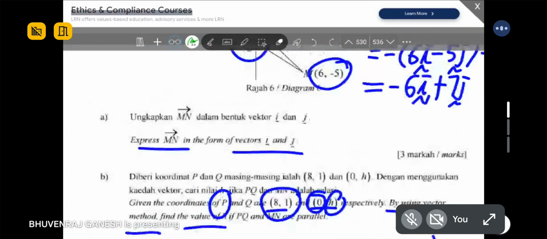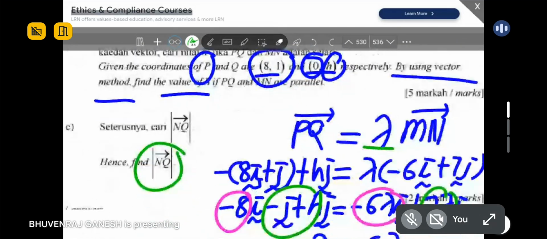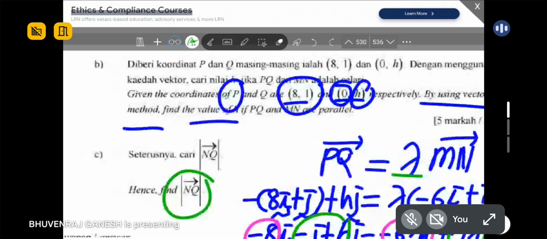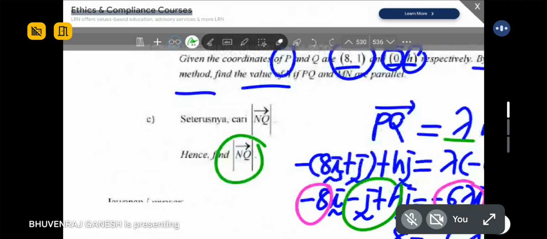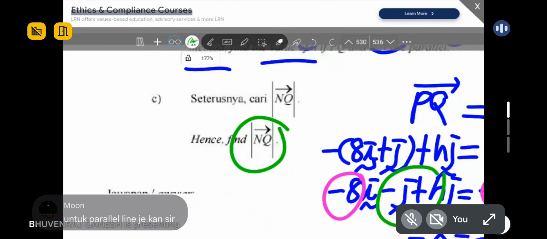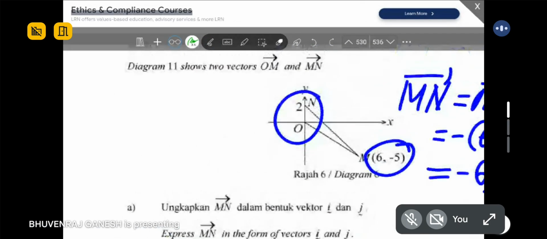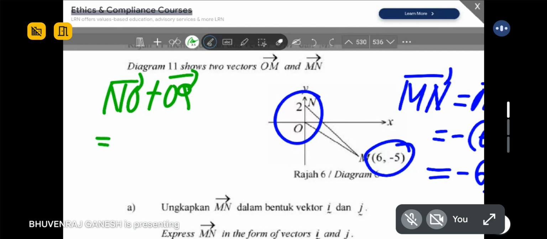So NQ, how are you going to find it? You need to find the combination of vectors, so it's NO plus OQ. For NO, it's parallel, so NO is just going to be negative 2j, because ON is 2j, so NO is negative 2j.